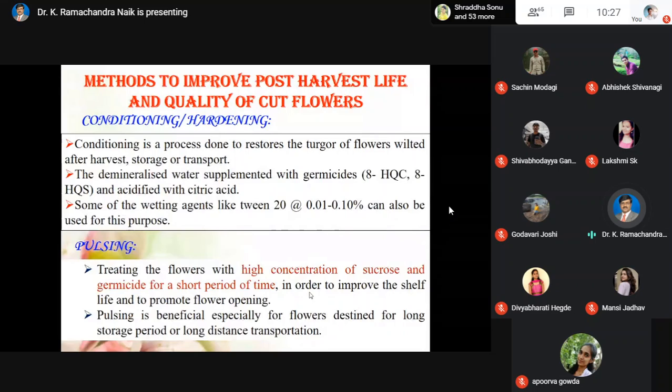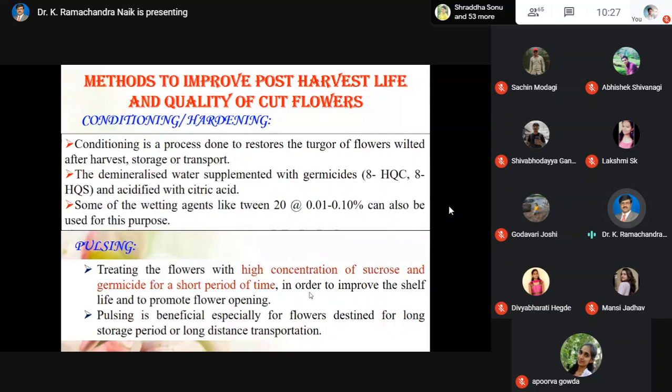This is how conditioning is done, and the stalk is dipped in a solution present in the bucket. Here you can see the solution poured in the bucket and the stalk ends dipped in it for conditioning. Even for pulsing, it looks the same.